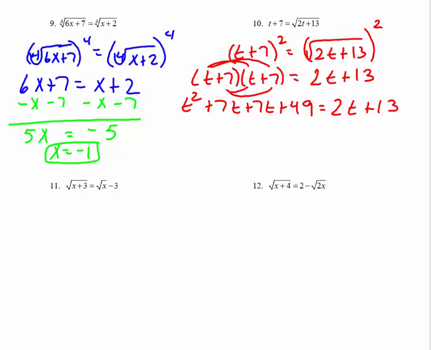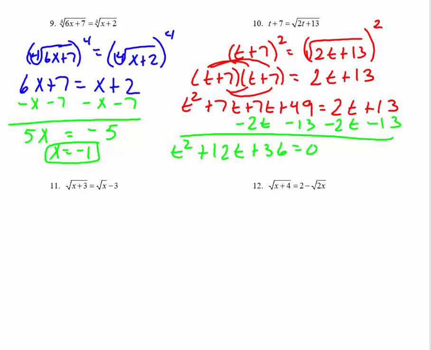Because it's quadratic with that square, t squared, I'm going to bring everything over and make it equal to 0. So I'll subtract the 2t and I'll subtract the 13. So I end up with t squared. And we have a 7t plus 7t minus 2t is going to give me a 12t. And 49 minus 13 is a 36, so plus 36 equaling 0.